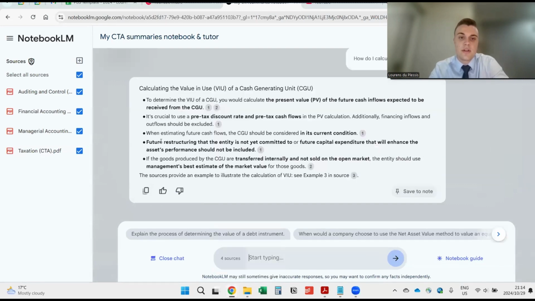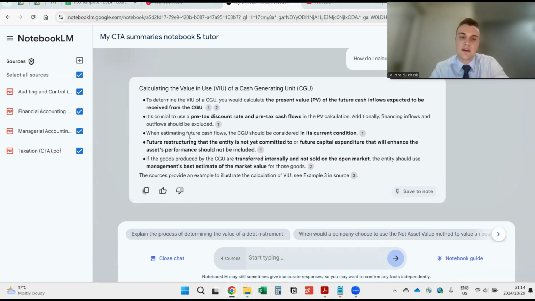All right, so to determine the value in use of a CGU, you would calculate the present value of all future cash inflows expected to be received by the CGU. It is crucial to use a pre-tax discount rate and pre-tax cash flows. Okay, well, that's quite interesting. So obviously, whenever we have post or after-tax amounts, we need to convert that to pre-tax. Additionally, financing inflows and outflows should be excluded. So financing inflows and outflows would be interest earned and interest paid. So that would obviously be excluded.